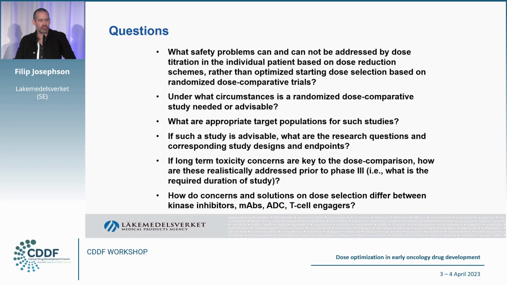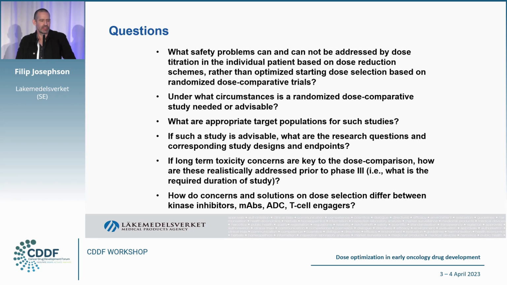If long-term toxicity concerns are key to the dose comparison, how are they realistically addressed prior to phase 3? This begs the question whether there are situations where the rational thing is actually having more than one dose in phase 3, because the study you're performing is going to be of a size or duration that would make it a potentially registrational trial anyway.